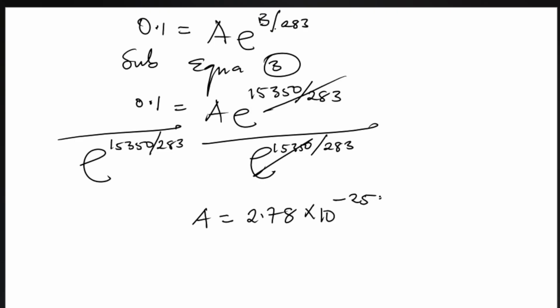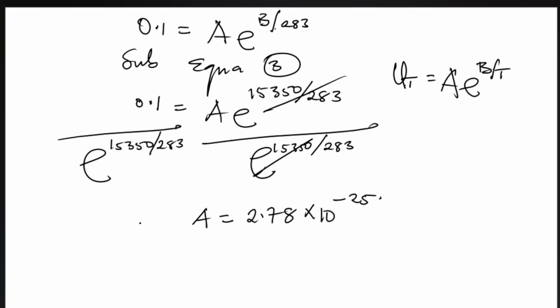Now since you've gotten to know A and B, substitute your A and B into our given equation. And what's your given equation? Our given equation is U subscript t is equal to A exponential Bt. So if you substitute this into your given equation, you simply have an expression for viscosity. And that was the question we were asked.